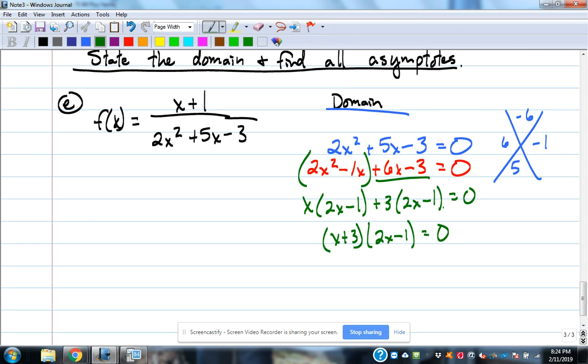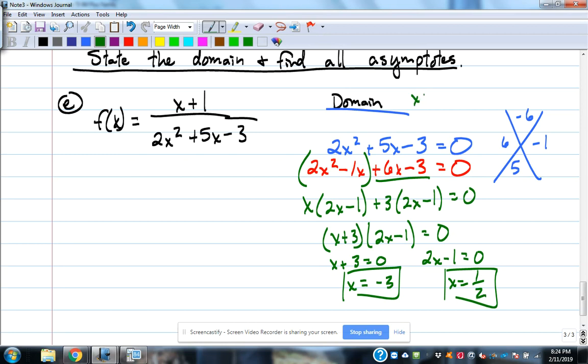We're still not done with the domain, though. We've got to set each of those factors equal to 0 and solve them. So x plus 3 equals 0. So that's going to be -3. And 2x minus 1 equals 0. It's going to be 1/2. Our domain, then, is all x's as long as x does not equal -3 or 1/2. Interval notation for that would be -infinity to -3, union -3 to 1/2, union 1/2 to infinity.